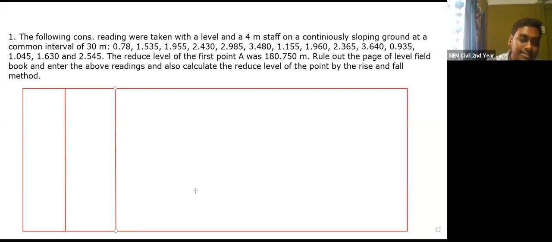Like the previous collimation method, up to the reading the columns will be the same. That means the first one is the station, the second one is the distance, and the third one is the reading.